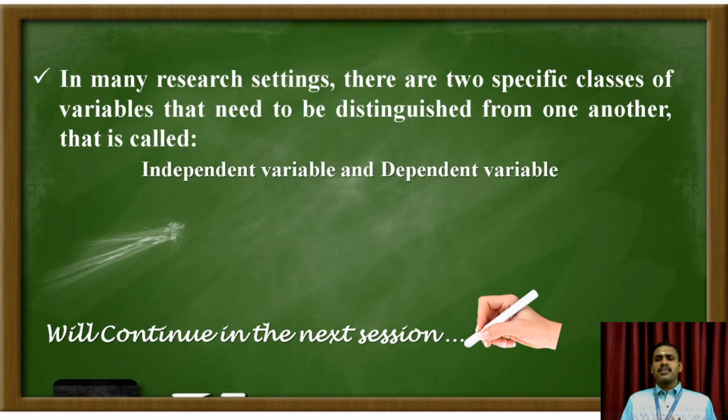In many research settings, there are two specific classes of variables that need to be distinguished from one another. They are called the independent variable and the dependent variable, which we are going to see in the next class.